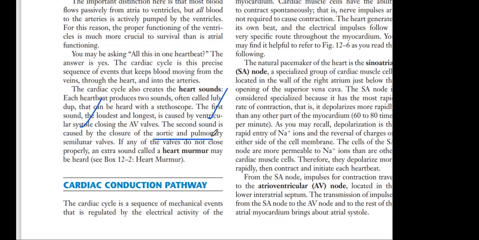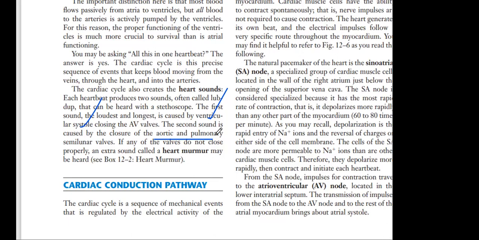What is the sound of pulmonary and aortic valves? That is dub. So lub means closure of the AV valves. Dub means closure of the pulmonary and aortic valves.